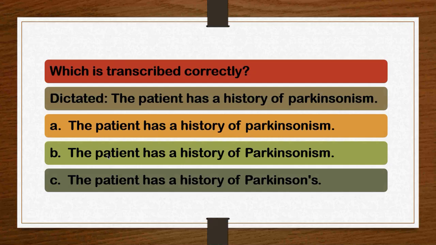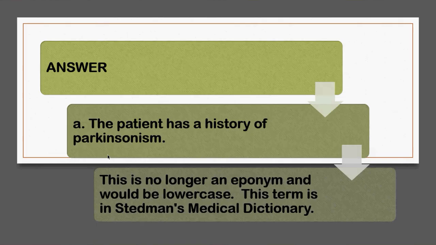Okay, all right. How about this one? The patient has a history of Parkinsonism. Which is the correctly formatted sentence? A, B, or C? Okay. I love that you guys are all participating. Thank you so much. I really do love that. Okay, and the answer is A.